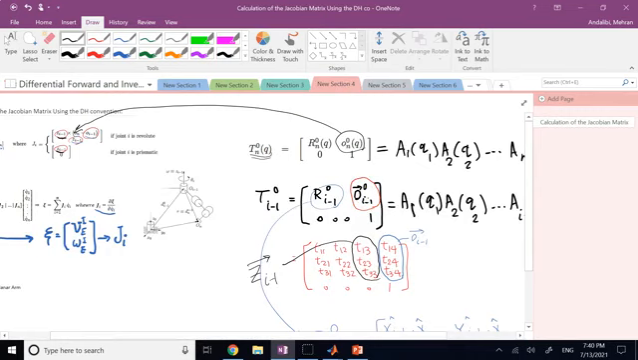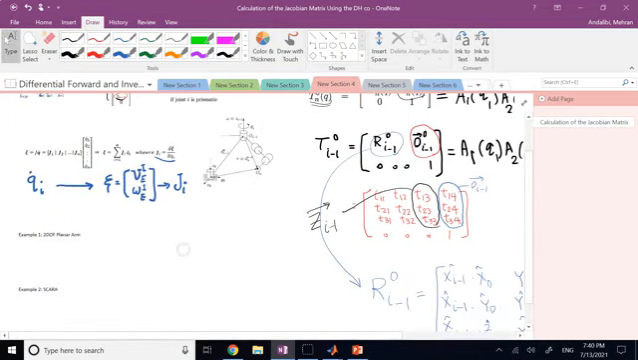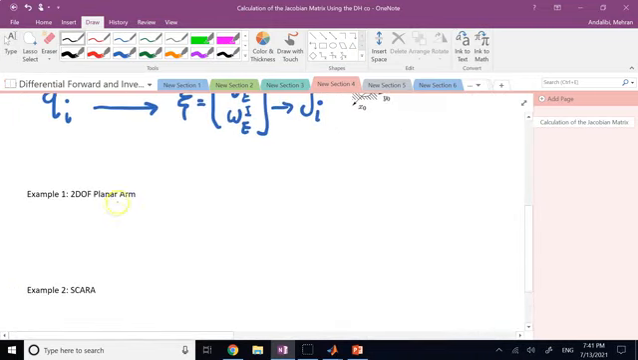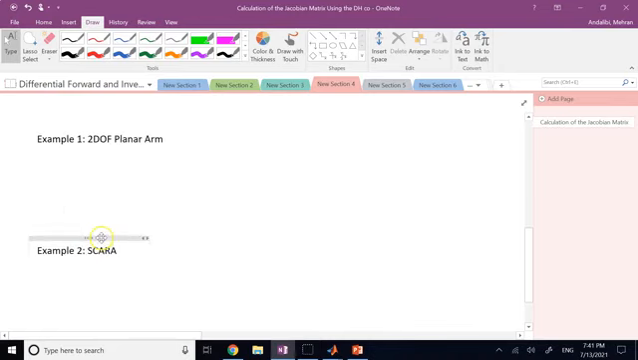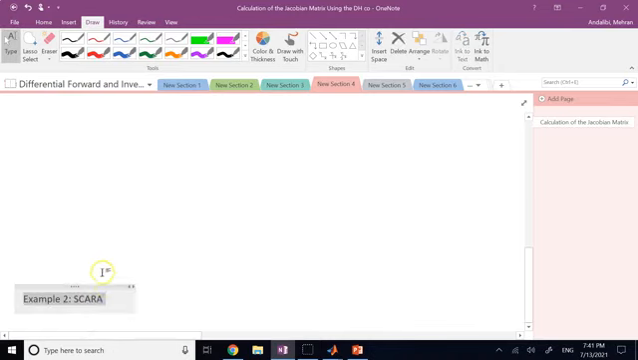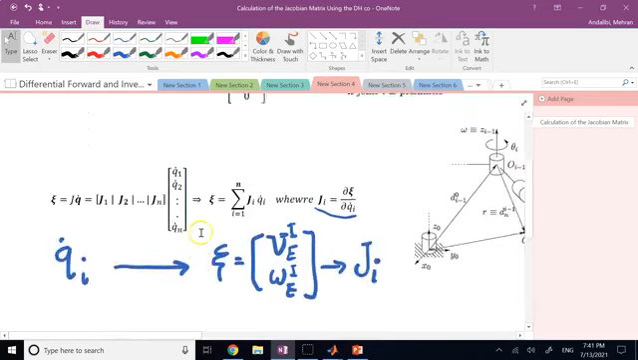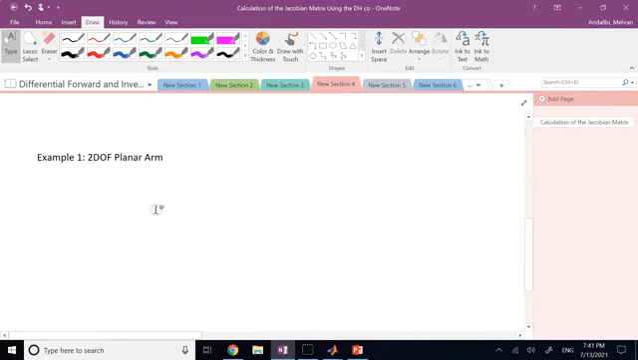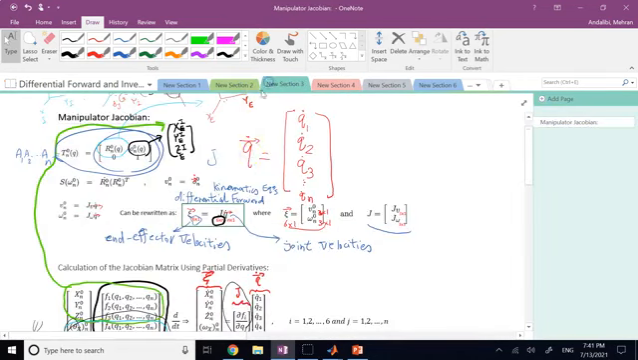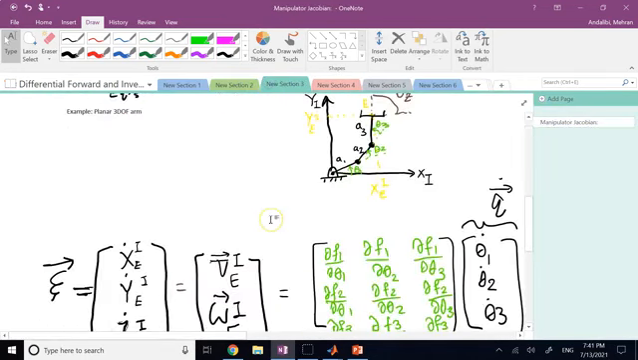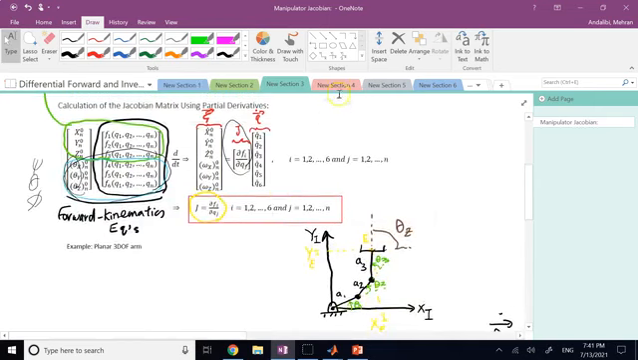So now, to make this a little bit cleaner for you and more obvious, let's look at a couple of examples so we can digest this material a lot better. We want to look at the planar arm example again, 2DOF, for which we have the Jacobian from our previous examples, correct? And see what we get.